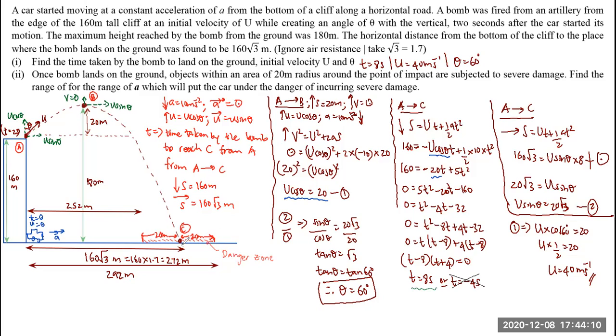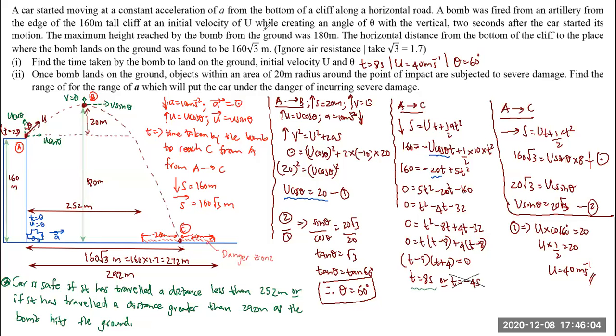And if it lands there, with a 20-meter radius, so this is a radius, this is a radius, it's a danger zone. So to 272, I have added 20, that is 292, and I have subtracted 20, that is 252. So if the car's displacement is less than 252 or greater than 292, the car will be safe. So when the bomb lands, if the car is here or here, then the car is safe. So I'll write that down here.